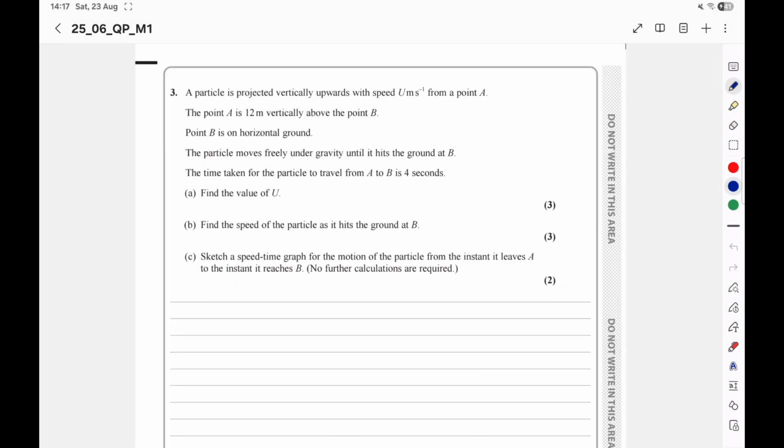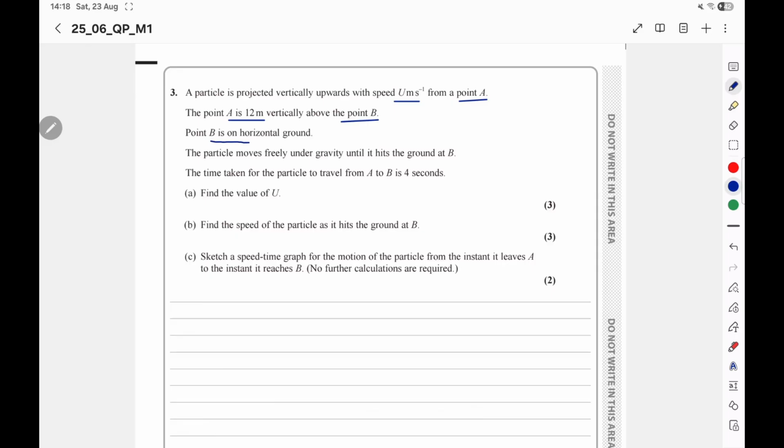Question 3, kinematics and sketching a speed time graph in part C. The first step to begin with in a kinematics question is to sketch the journey. A particle is projected vertically upwards with a speed u from point A. Point A is 12 meters vertically above point B.